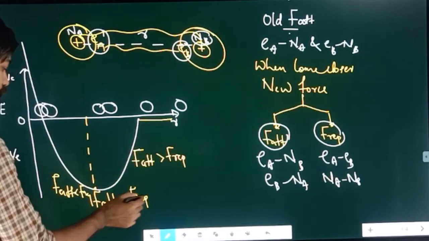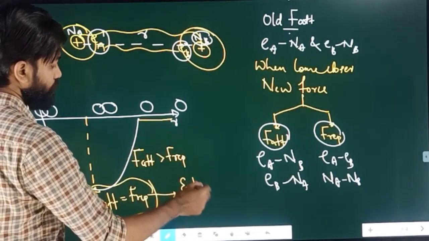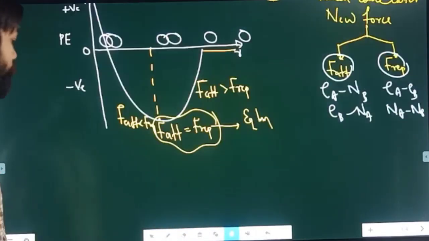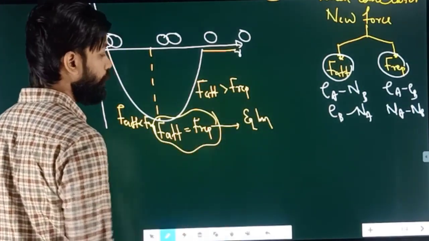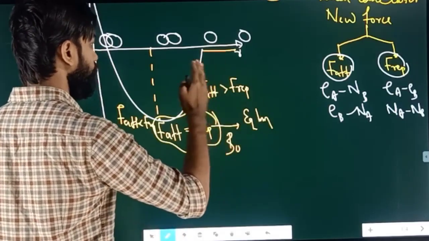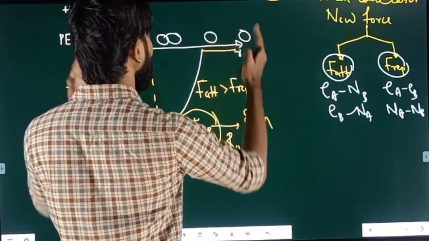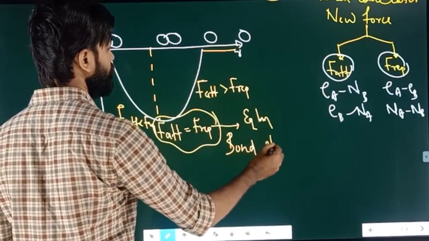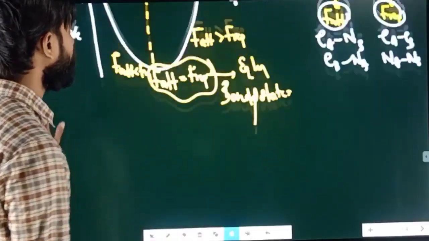So the state where there is a balanced equilibrium is when the attractive force is equal to the repulsive force. In that equilibrium state there is no movement of the atoms because attraction and repulsion are balanced, and that particular state is said to be the bonded state.